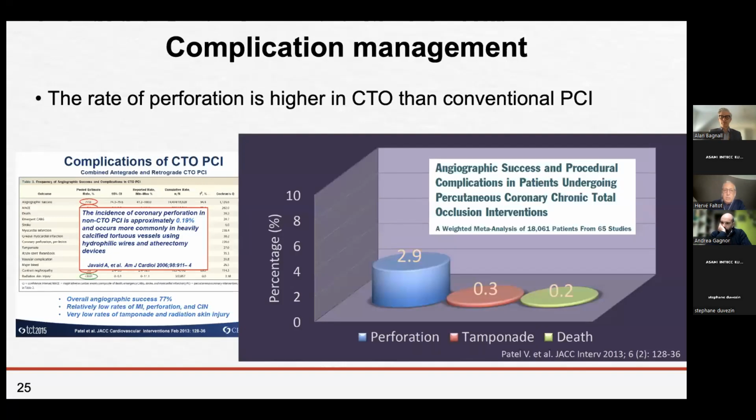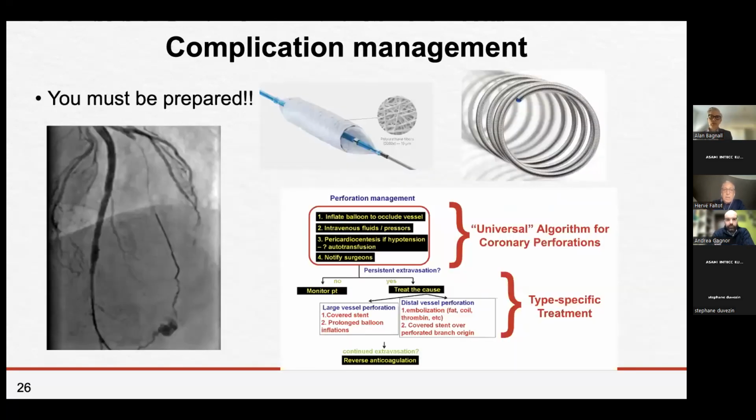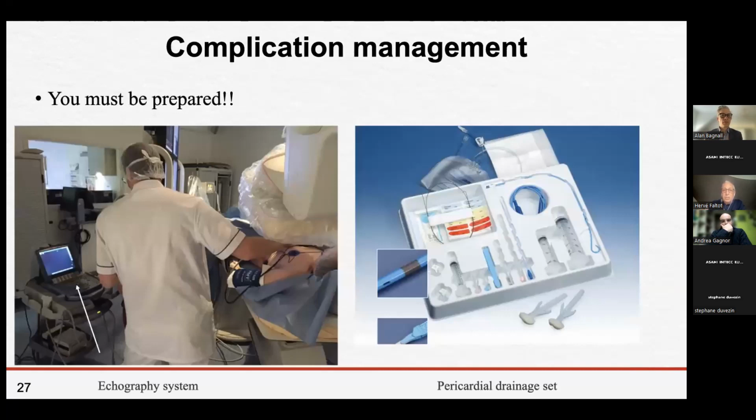About complications, you need to know that, for instance, the rate of perforation is a little bit higher in CTO than in conventional PCI. When I look at the meta-analysis, 2.9 versus 0.2 when it's not a CTO. So you have to keep this kind of statistic in your mind. So you must be prepared. Covered stents, the coils, you need to be prepared for eventual complications. Ask a second physician to check the situation by echo and prepare, if necessary, the pericardial drainage set.